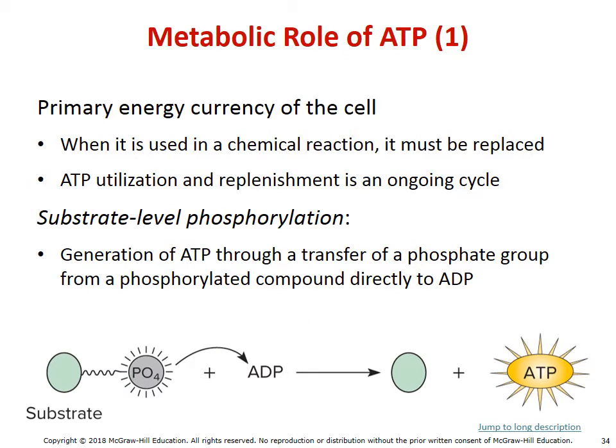Whenever we talk about making ATP, there are multiple different ways we can do it. One of the types is substrate level phosphorylation. That requires a substrate with a phosphate group, ADP, and an enzyme. We can help remove this phosphate from the substrate, and then using the enzyme add it to ADP. The result then will be ATP.